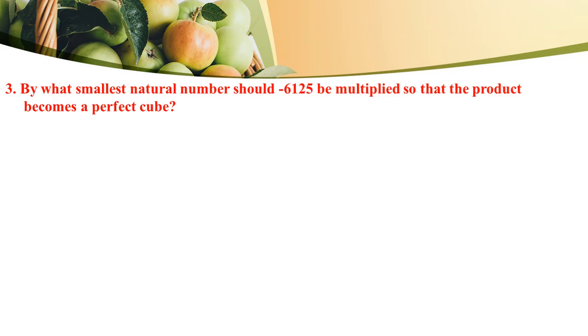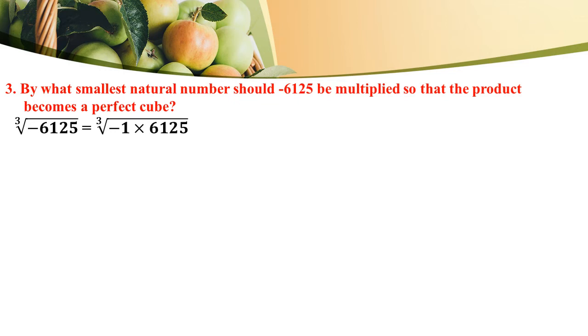Next question: by what smallest natural number should minus 6125 be multiplied so that the product becomes a perfect cube? Here, minus 6125 is not a perfect cube. We should make minus 6125 a perfect cube. What will we do? First, we should find the cube root of minus 6125. Here, minus 6125 is a negative integer.